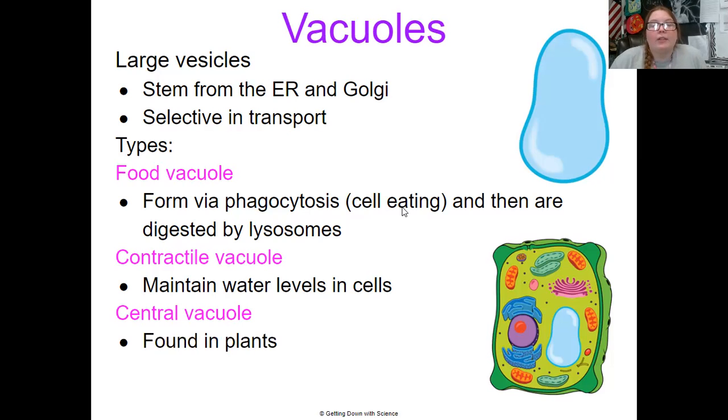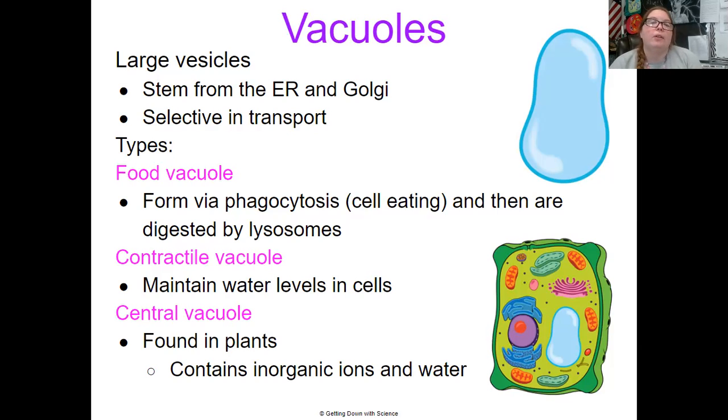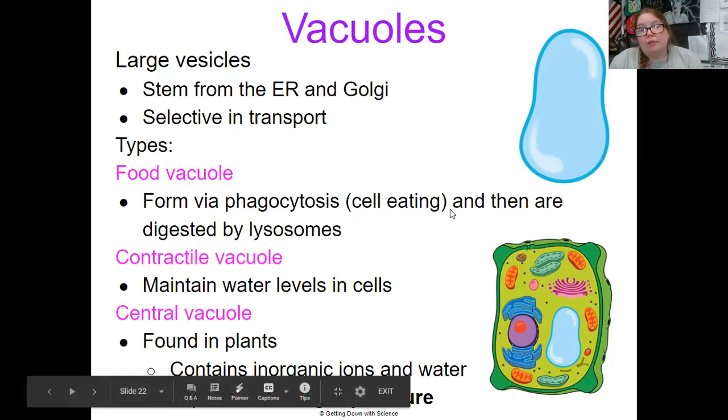Then a central vacuole is found in plants. It has inorganic ions and water, like dissolved salts and things. These are the big water balloons that you see in plant cells. So when you leave vegetables in the crisper too long and they get kind of limp, that's because they have lost water out of that central vacuole and lost something called turgor pressure, which is another problem for another day.